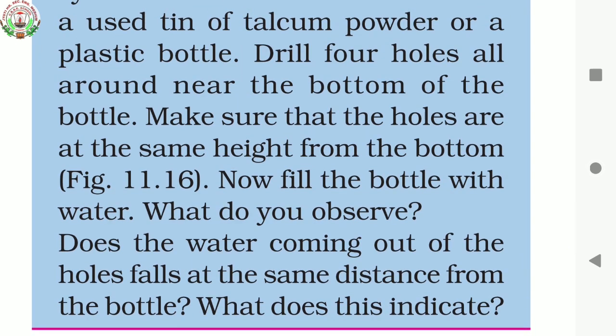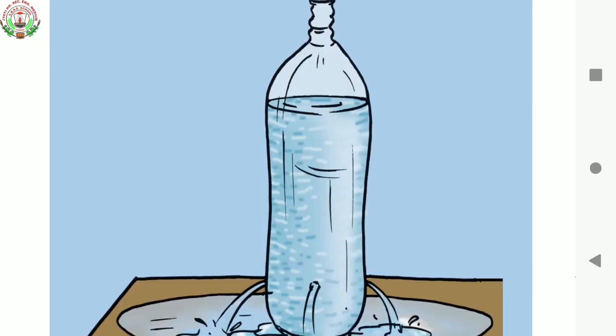Is the water coming out of the holes at the same distance from the bottle? Yes. The different streams of water coming out of the holes fall at the same distance from the bottle. This indicates that liquids exert equal pressure at the same depth. If the depth is the same, then the liquid exerts equal pressure on the walls of the container.